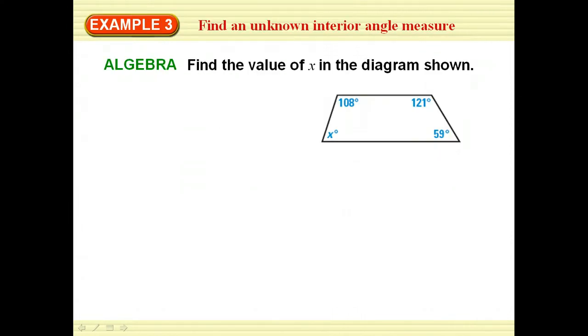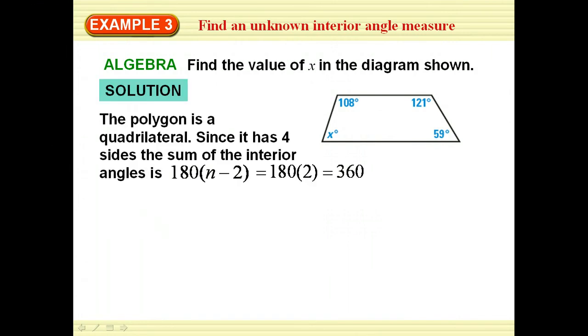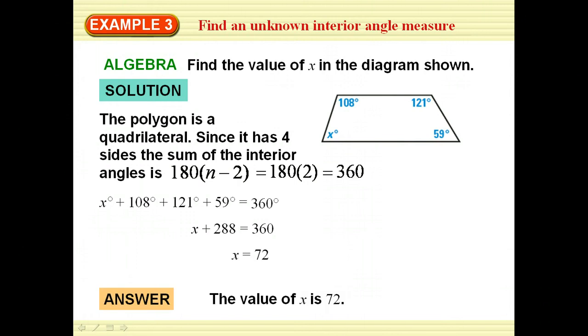We can use algebra to do this too. Find the value of x. Well, what I know is that this is a quadrilateral. So for a quadrilateral, my sum of the angles is 360. So I simply say x plus 108 plus 121 plus 59 is equal to 360. Simplify and solve to see that x is 72 degrees.